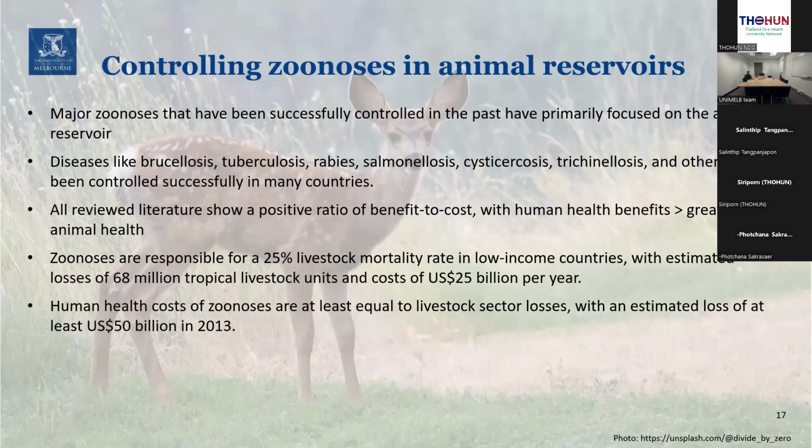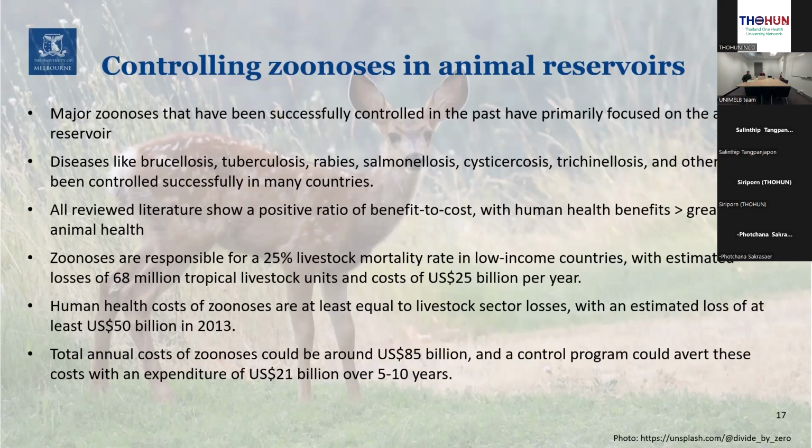All right, so human health costs of zoonoses are at least equal to livestock sector losses, with an estimated loss of about 50 billion in 2013. So if you guys are reading these numbers and thinking, wow, these look pretty low, you're right, because it's pre-COVID. So we can imagine that all these estimates are substantially less than what the reality has become after COVID. And total annual cost of zoonoses could be around 85 billion US dollars, and a control program could avert these costs with an expenditure of just 21 billion over 5 to 10 years.